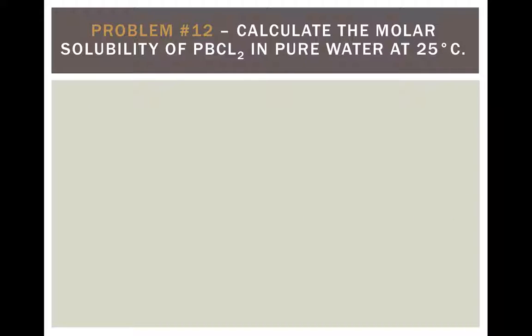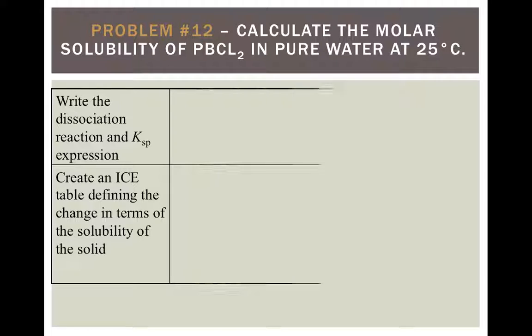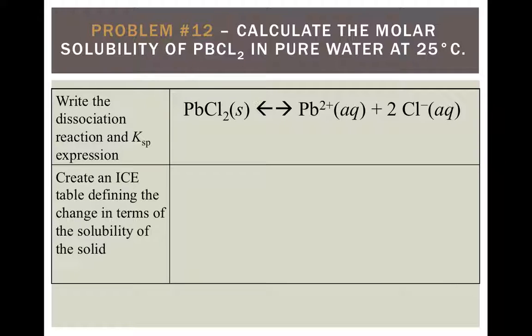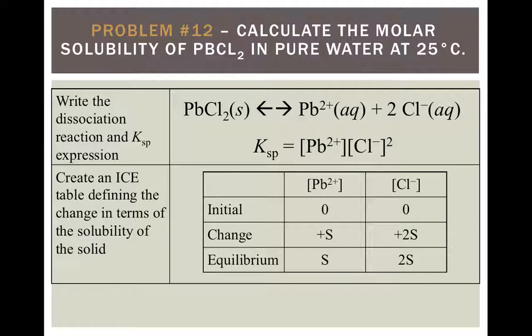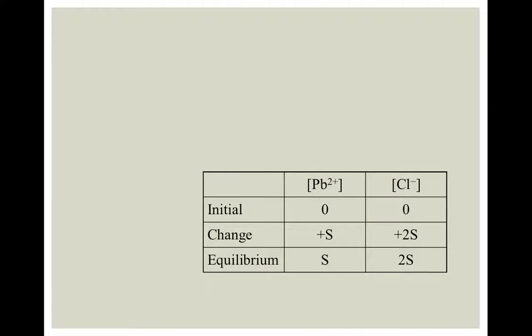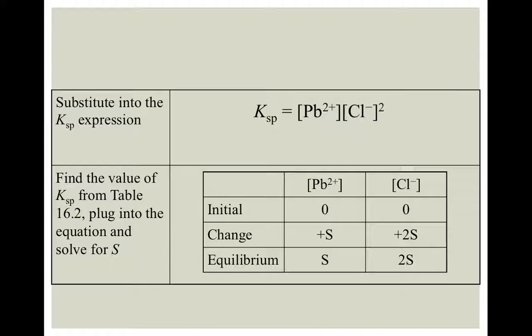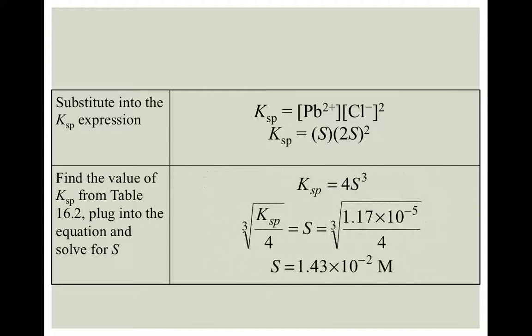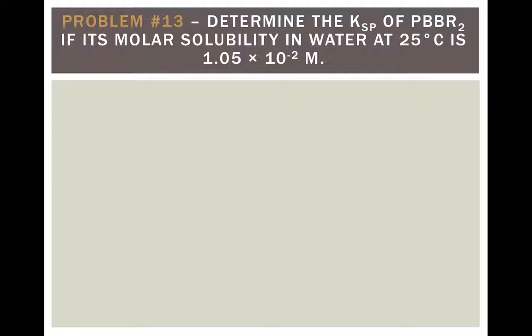So it says calculate the molar solubility of PbCl2 in pure water at 25 degrees. So you have the dissolution equation, you have your Ksp expression, you have your ICE chart. Notice the only real difference is instead of x, you're supposed to use s if it's solubility. So just a little bit different there, but it's kind of the same. You take your expression, you take your s's, you solve, and you plug in to get the concentration.